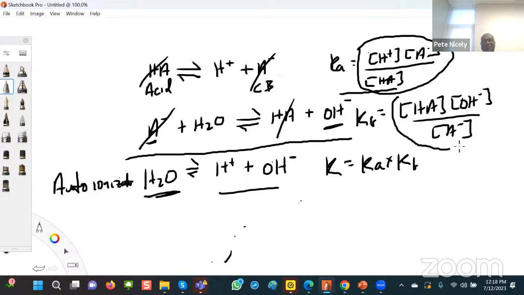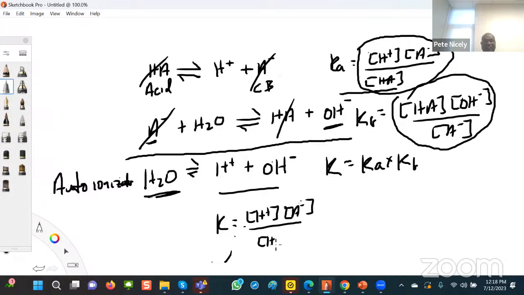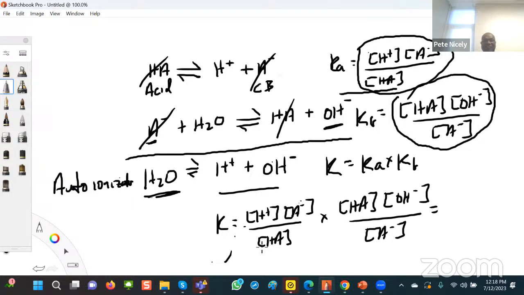So look what happens when we multiply this expression here by this expression, right? I'm going to do that down here. So you're going to have K is equal to the concentration of H plus times the concentration of A minus divided by concentration of HA, multiplied by concentration of HA times the concentration of OH minus divided by concentration of A minus. So what happens as a result is that the concentration of HA will cancel out, the concentration of A minus will cancel out, and we're left with concentration of H plus times the concentration of OH minus.